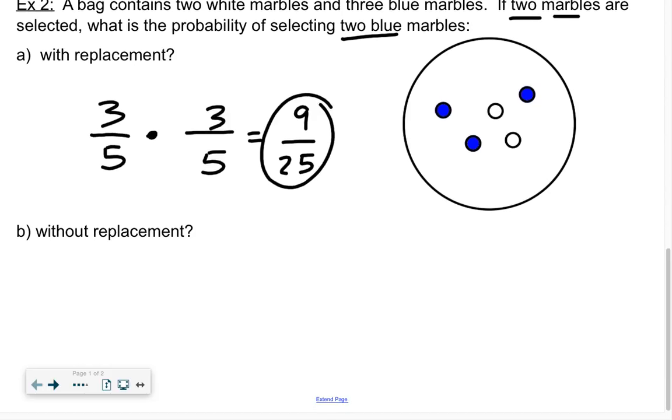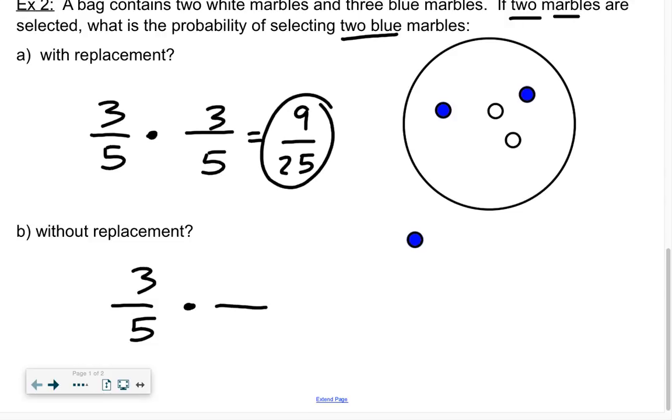Now let's go ahead and look at it if we don't replace it. Again, we're picking 2 marbles. So fraction A, fraction B. Well, the first probability of getting the first blue marble is going to be the same. We have 5 marbles in the bag, and 3 of those would happen to be blue. So let's pick that blue marble. There it is. I have selected the blue marble and it's outside the bag. But now I'm not going to replace it.